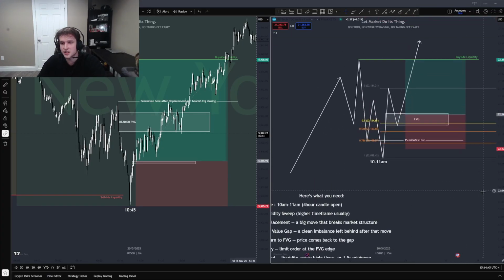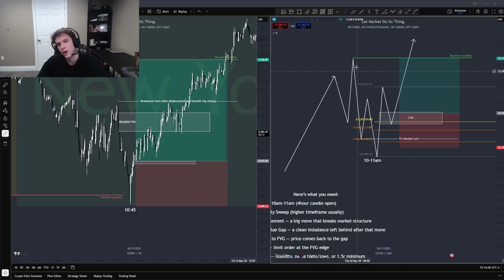So right here, I put together a little example. You're in an uptrend. The market starts dilly-dallying right around here, and then bang, 10 a.m. opens, and it sweeps this 15-minute low that I'm circling. Now, on the price leg, there's a displacement, the move that breaks market structure. I missed that here, but this displacement leg right here creates a fair value gap. Now, that's your entry.